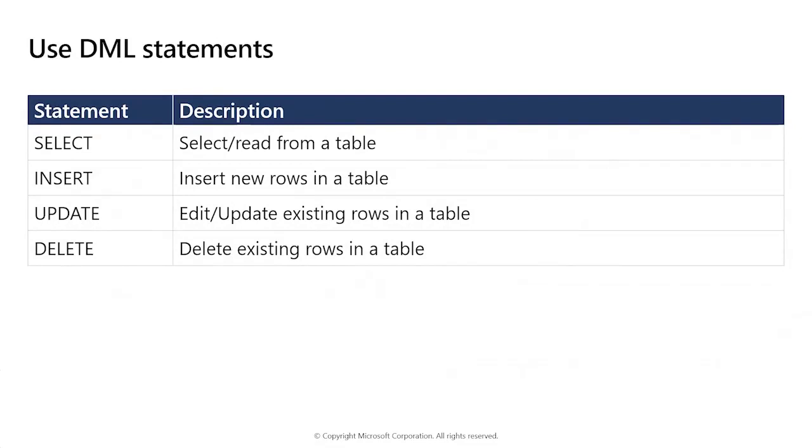You can use DML statements like select, insert, update, and delete to basically accomplish anything you want in the database. Select allows you to read and retrieve particular data rows or data items from a table. Insert allows you to add a data row or data items to a table. Update allows you to modify existing data in a data row or data item in the table. And delete allows you to remove a particular data row from a table.